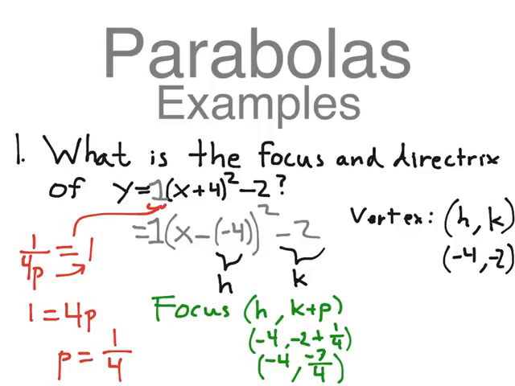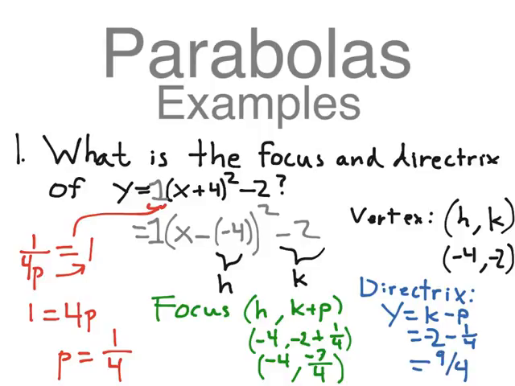Now to find the directrix. Because the parabola opens somewhere on the y-axis, then we know our directrix is going to be y equals k minus p. That's negative 2 minus 1/4, which is negative 9/4.